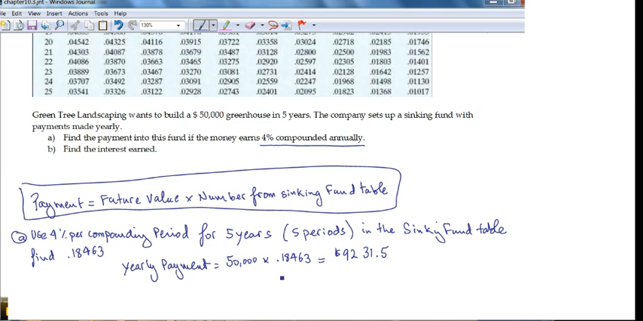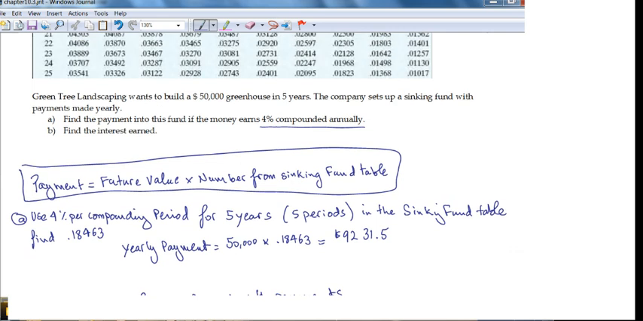So the payment, which will be a yearly payment, is 50,000 multiplied by that number from the table. We get 9,231.50. So this company needs to deposit $9,231 every year in this account that will give them 4% interest, compounded annually.